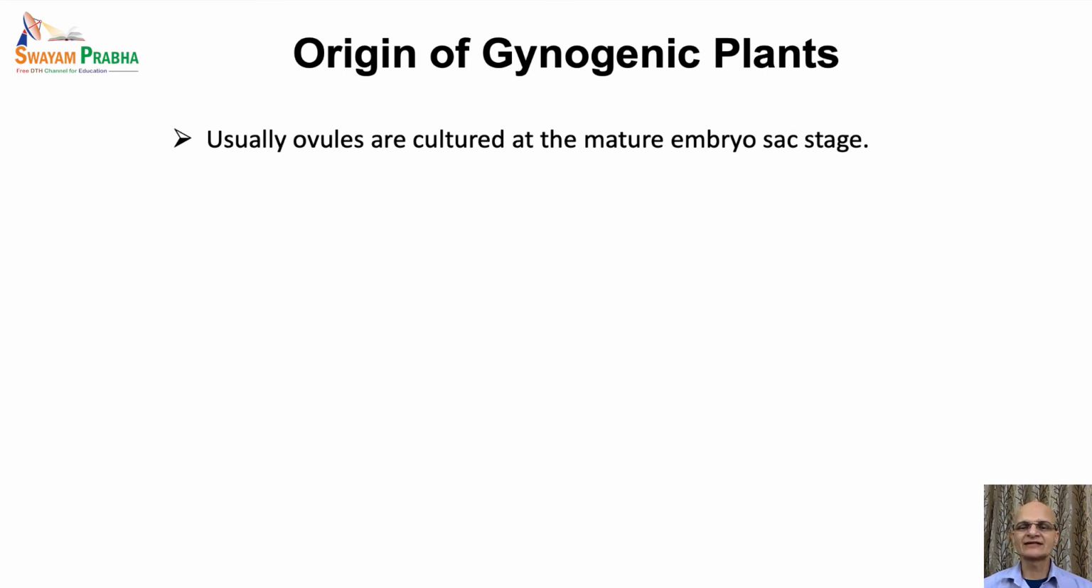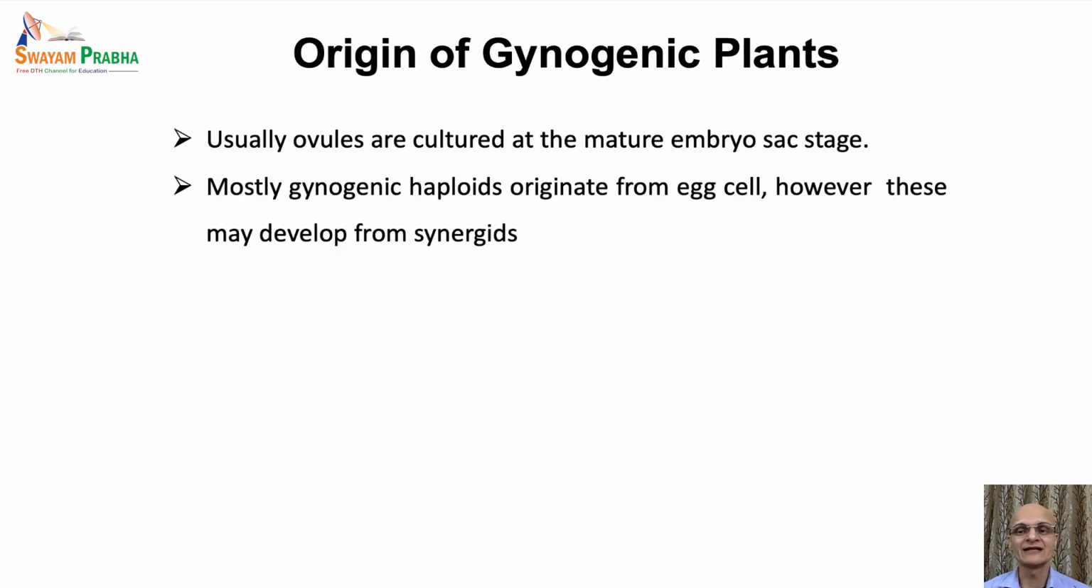Female gametophyte in the angiosperm is mostly a 7-cell structure, and these are the cells which participate in the development of the haploid plants. Mostly the gynogenic haploids originate from the egg cell. However, these may develop from other haploid cells in the female gametophyte, like the production of gynogenic haploids from the synergid cells has also been observed.